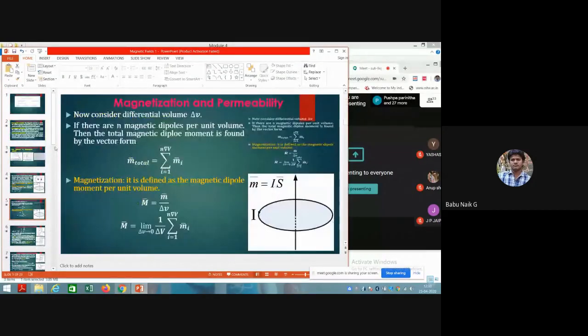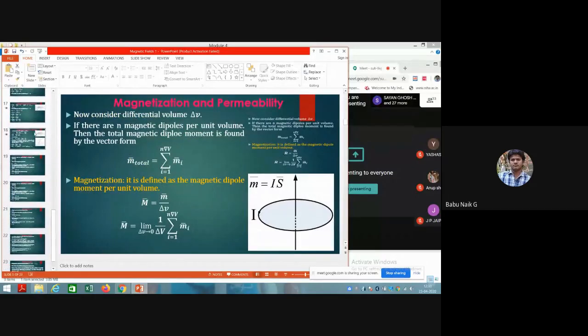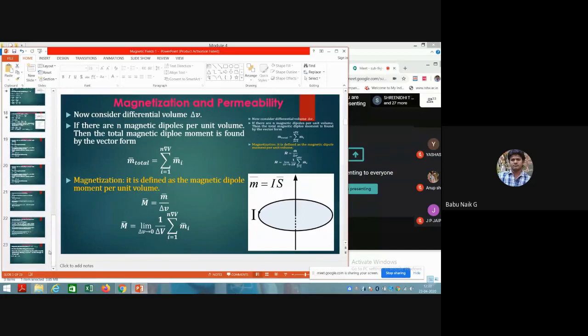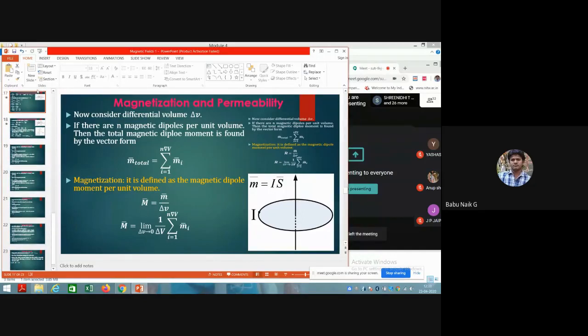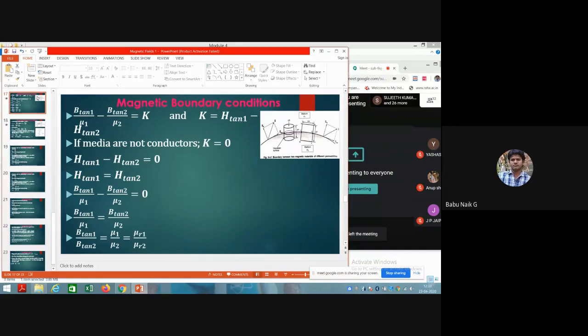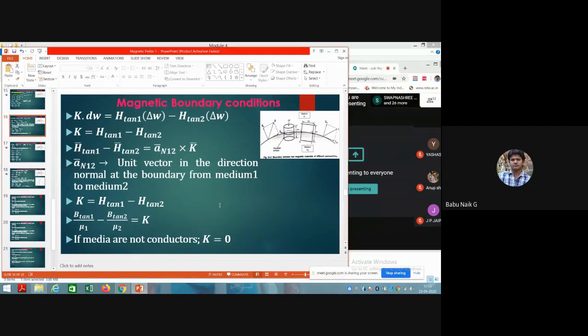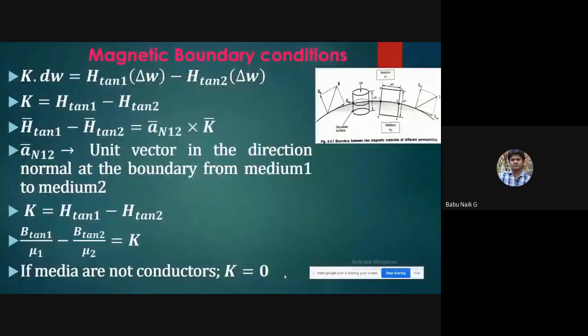Slide is missing. I think unfortunately that slide could have been deleted. I will just take it down here. This also is the same thing. Without the equation, I will just tell it here.